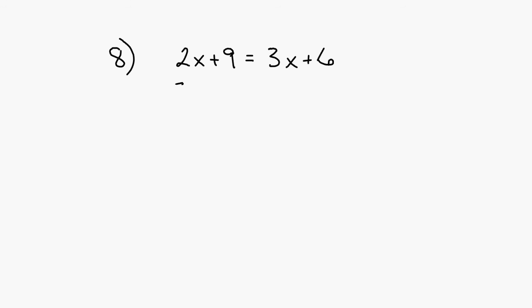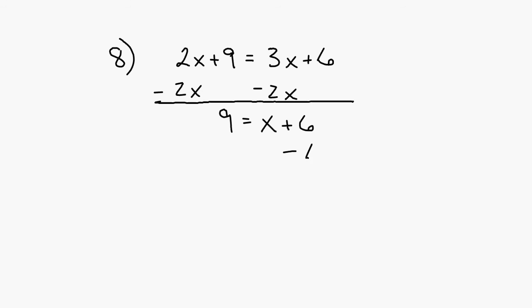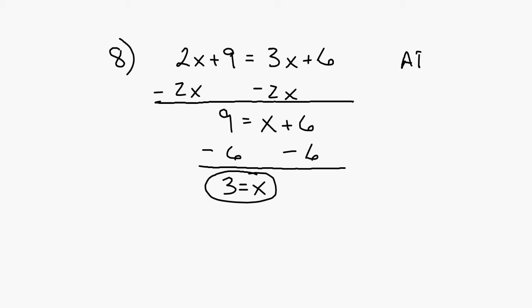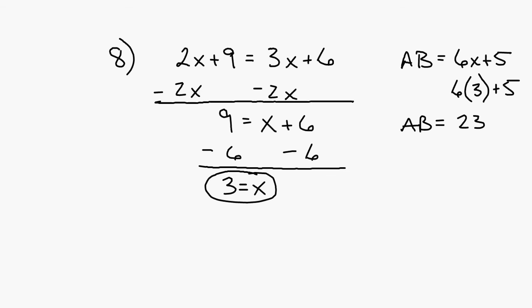So if you subtract 2x here, 9 is equal to x plus 6, and subtract 6 from each side. 3 is equal to x. They're asking for side AB. AB right now is equal to 6x plus 5. So you're going to do 6 times 3 plus 5, and that's 23. So side AB is equal to 23.